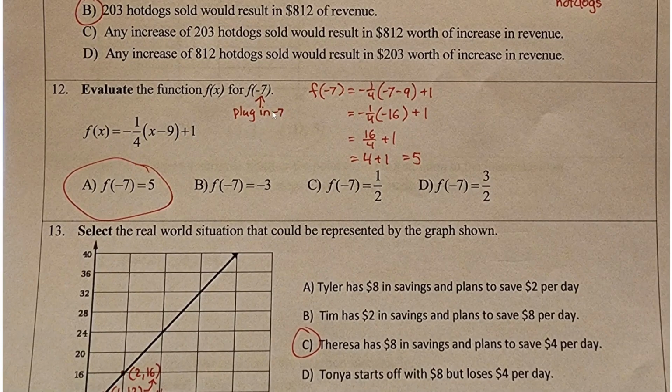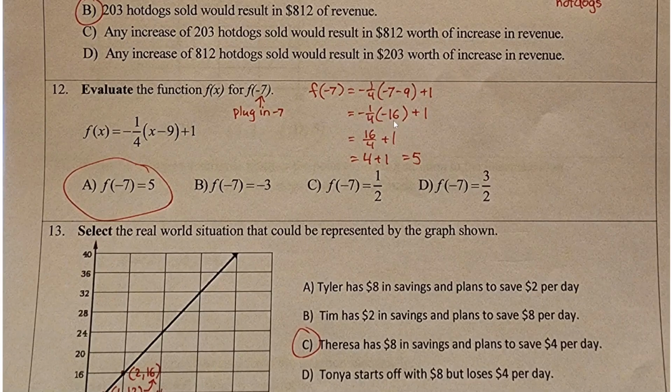Number 12, plug in -7 for x. This is not an arrow, by the way. This is plug in -7. Sure. So f of -7 equals -1/4 times (-7 minus 9), all plus 1. -7 minus 9 is -16. Negative times negative is a positive.